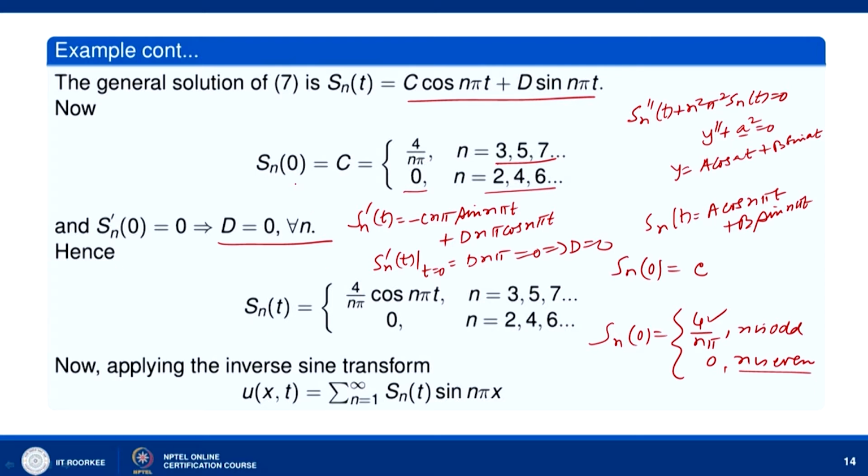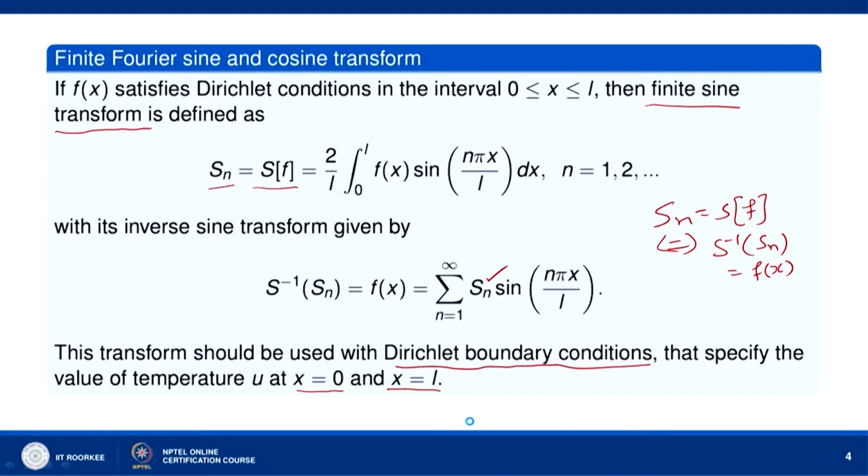Now Sn(t) is then, putting the value of c, 4 over n pi cos n pi t, d is 0, and this is the value when n is 3, 5, 7 and 0 when n is 2, 4, 6. Now, apply the inverse sine transform. When you apply the inverse sine transform, you get u(x,t). F(x) equals sigma n equal to 1 to infinity Sn sin n pi x over L, with L equal to 1 here. F(x) is u(x,t).